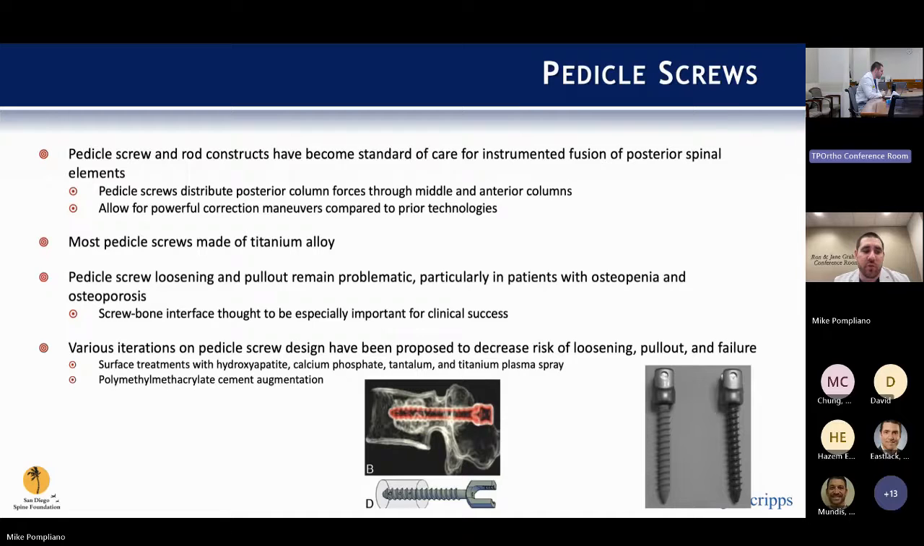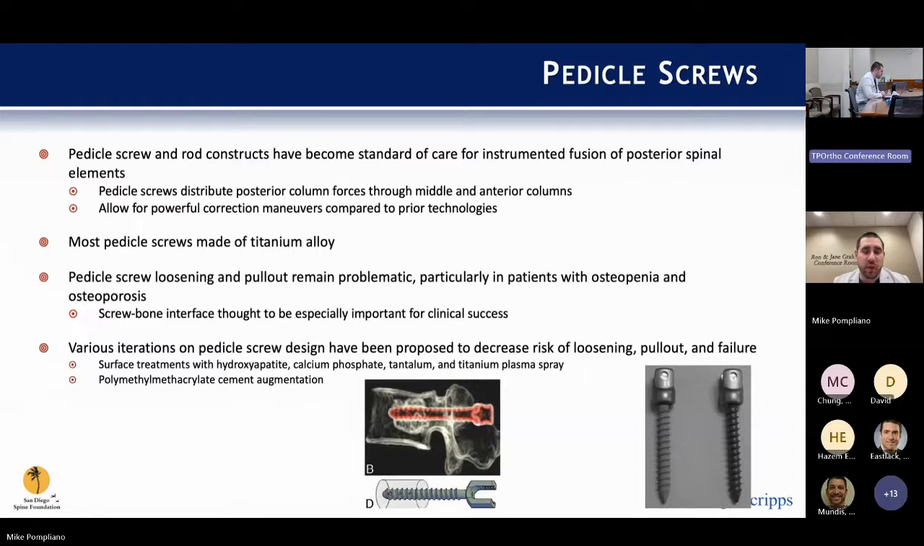They're designed to transfer the posterior column forces through the middle and anterior columns to help spread that support and allow some better fixation, especially anteriorly. And this can also aid in corrective maneuvers intraoperatively. The vast majority of these are titanium alloy. There is loosening and pullout, which is a problem, especially depending on patient bone quality, which is why there's so much focus on perioperative treatment of osteoporosis.